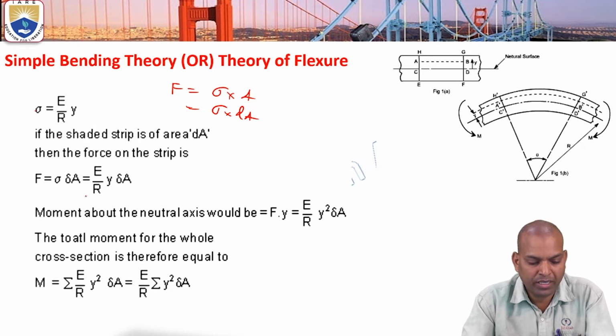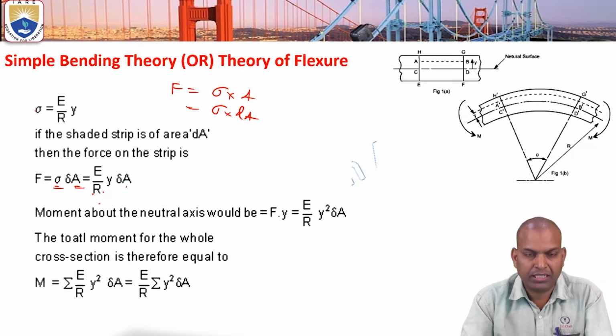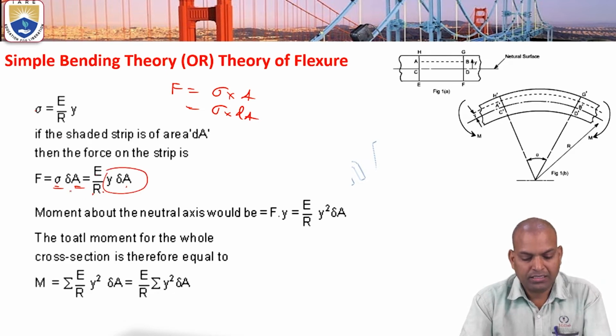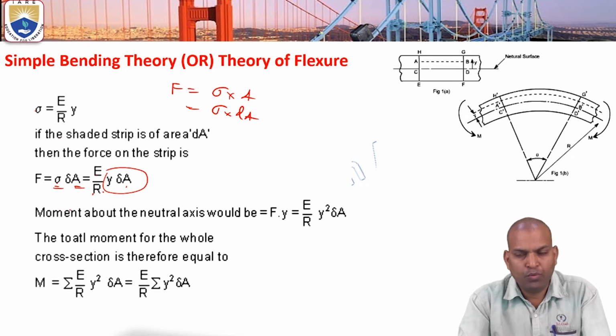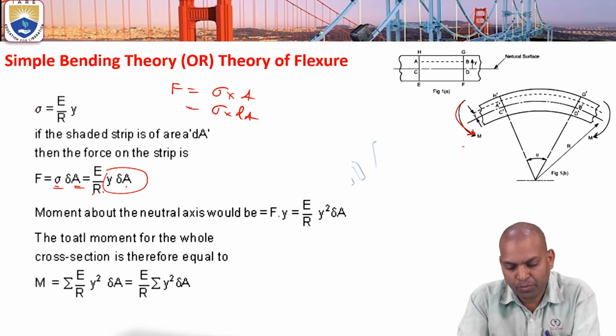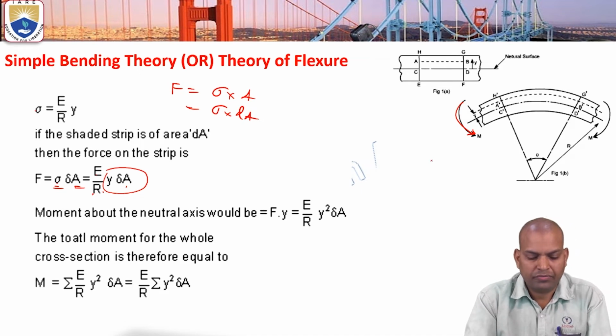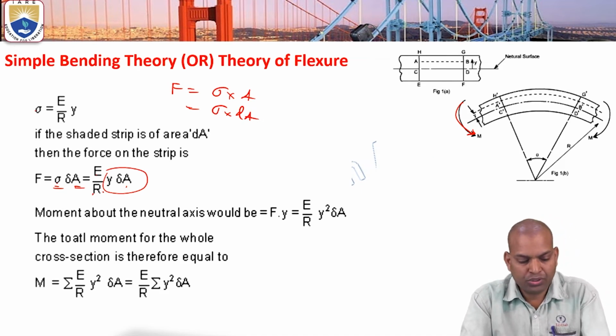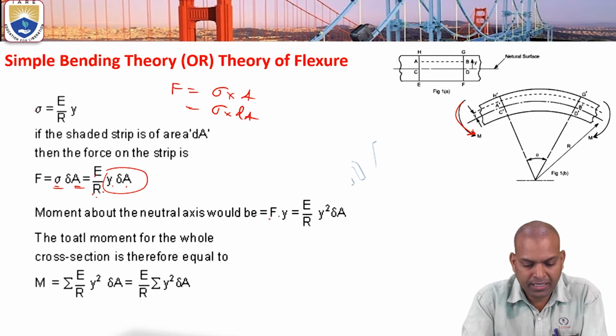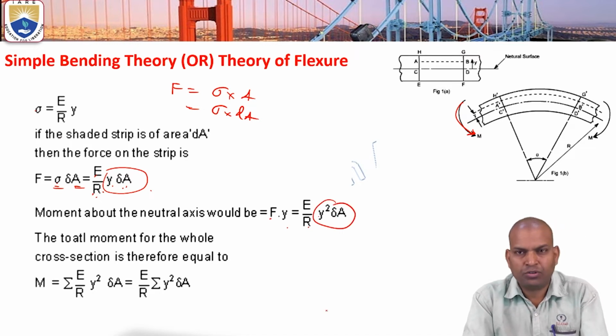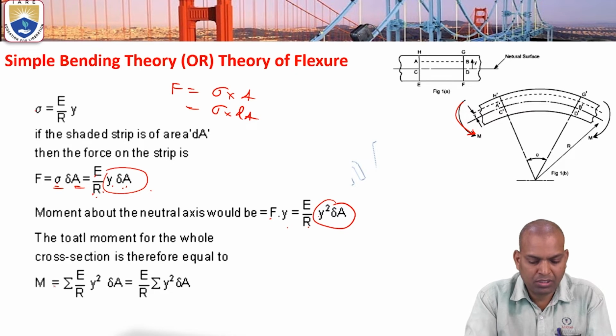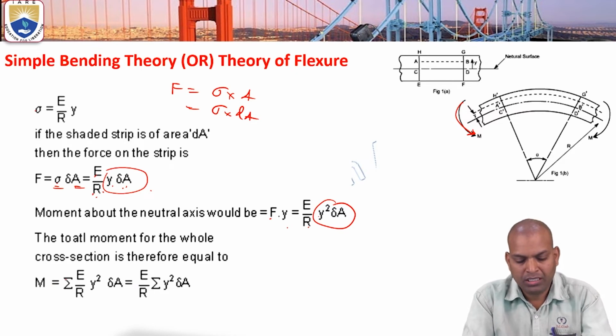That is E by R into Y, and dA, E by R into Y into dA. This Y dA, that is now the moment we have applied here. What is the moment equal to? Force into distance Y. The force is E by R into Y dA, and the distance is Y. Then if you multiply, E by R into Y square dA, for total layers, the total moment is the sigma of Y square dA.